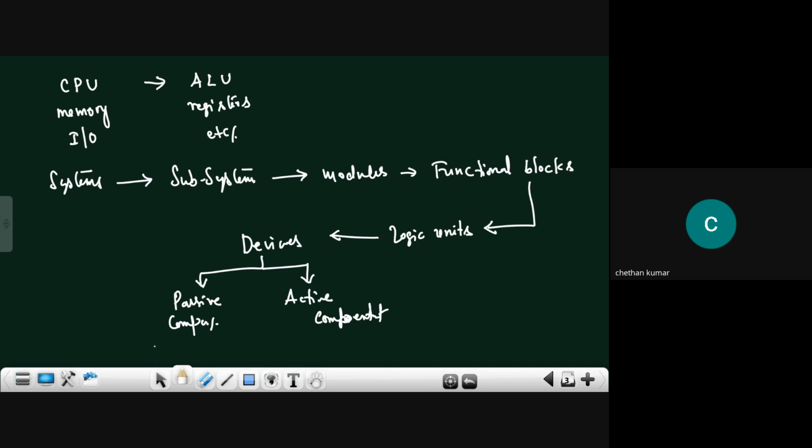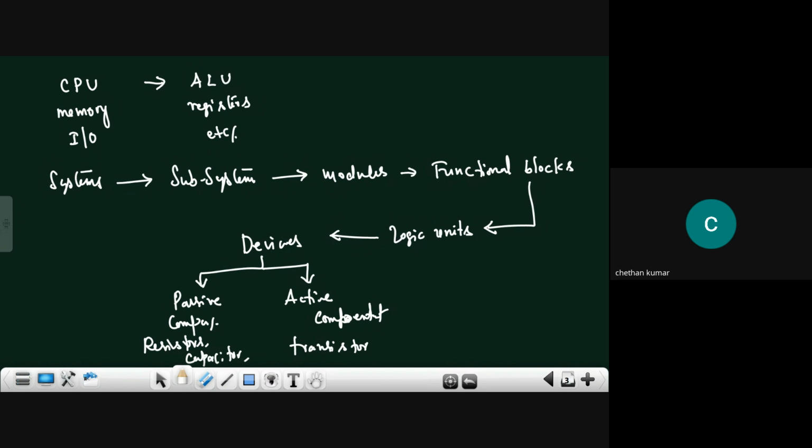So what are the passive components? Resistors, capacitors, inductors, etc. Correct? What are the active components? Transistors. Correct? Transistor means what technology node you want to build a CPU with, right? Whether you want to build using 5 nanometer, 7 nanometer, or 3 nanometer, or 1.4 nanometer. So at what nanometer do you want to build a circuit?